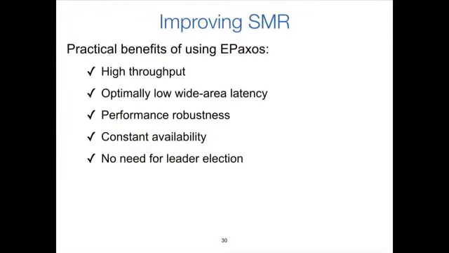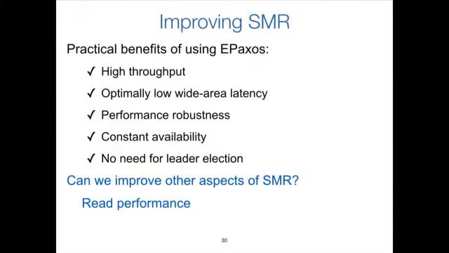Okay, so to go back to the goal of my thesis work, it was to improve SMR. And I think that Egalitarian Paxos goes a long way to doing so because it has higher throughput than previous state machine replication protocols. It has optimally low wide area latency for 3 and 5 replicas. And it offers better performance robustness, constant availability. And furthermore, there's no need for leader election. There's no leader. Now, can we improve other aspects of state machine replication?